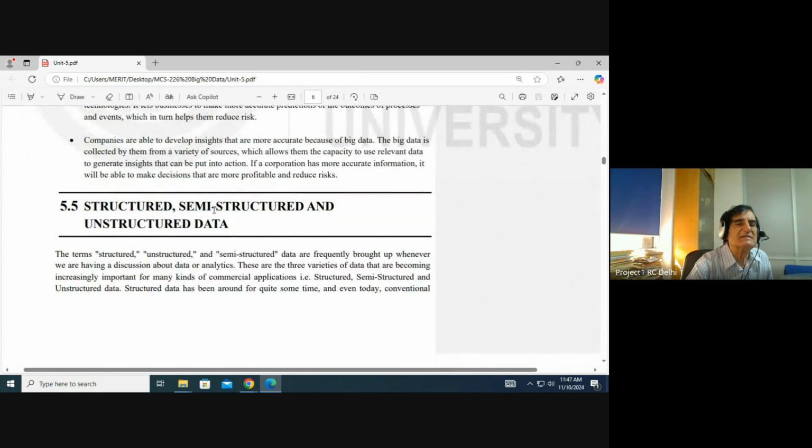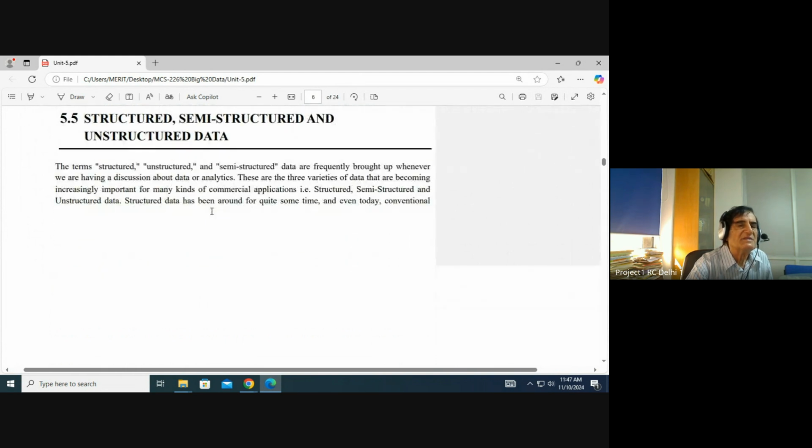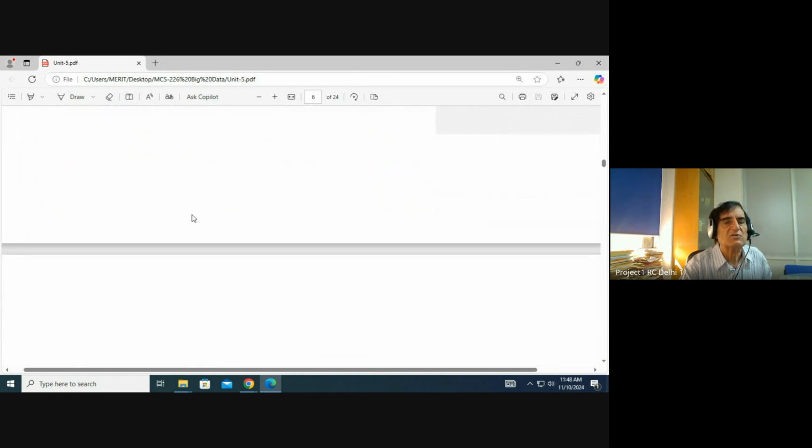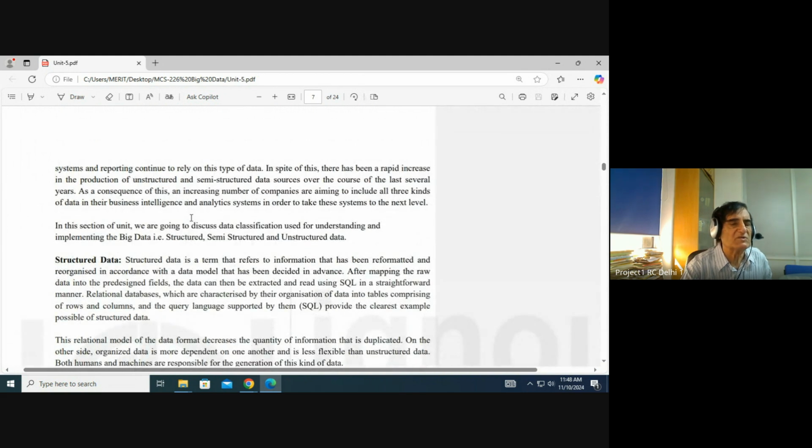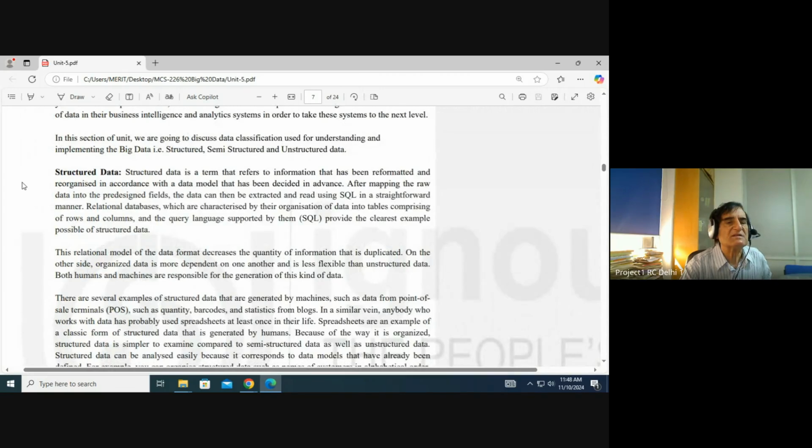Now, the data is structured, semi-structured, or unstructured. That is where the terms structured, unstructured, and semi-structured data are frequently brought up whenever we are having a discussion about data or analytics. These are three varieties of data that are becoming increasingly important for many kinds of commercial application. That is structured, semi-structured, unstructured data. So this is around us, so we have to see that. System and reporting continues to rely on this type of data. In this section, you will see this is structured data.